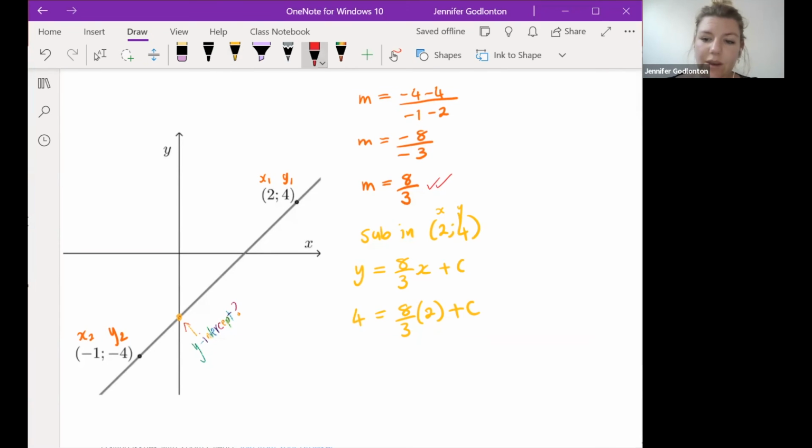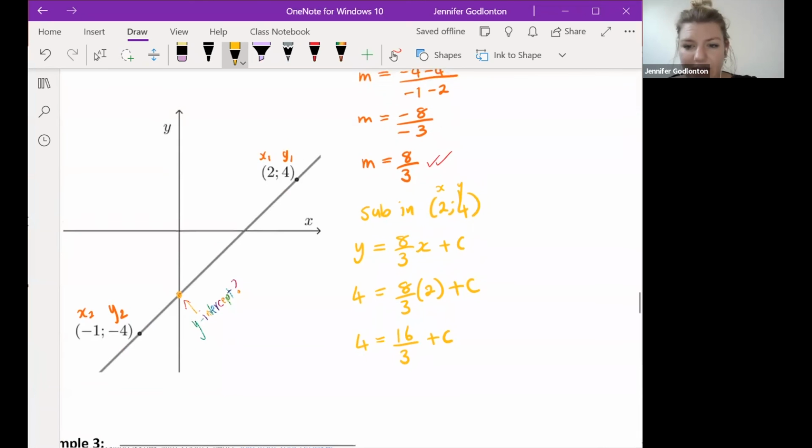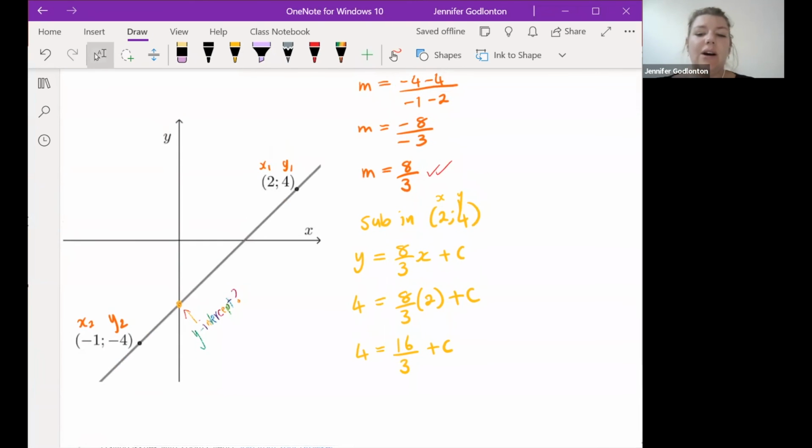Next, 4 is equal to, I'm going to multiply these. So I'm going to get 16 over 3 plus c. Who can tell me what I can do now? What are my options? Think about when we spoke about equations. What can I do at this point over here? I've got a fraction situation.